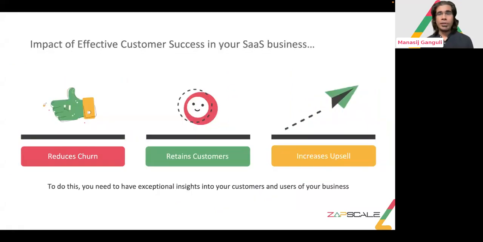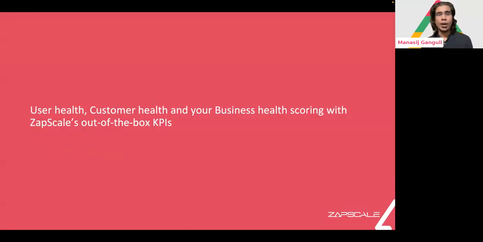Now, we very well know that the objective of customer success is to reduce churn, retain customers, and increase the upsells. But for whatever we do, we must have a very strong insight about the customers who are using our solutions. So therefore, health becomes a very important indicator. So let us look today at how we are going to derive health.